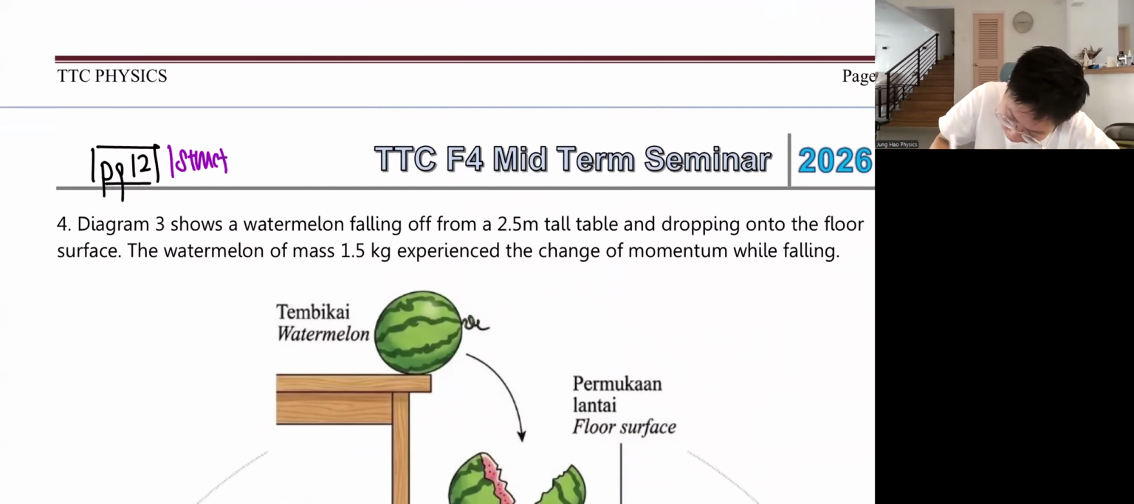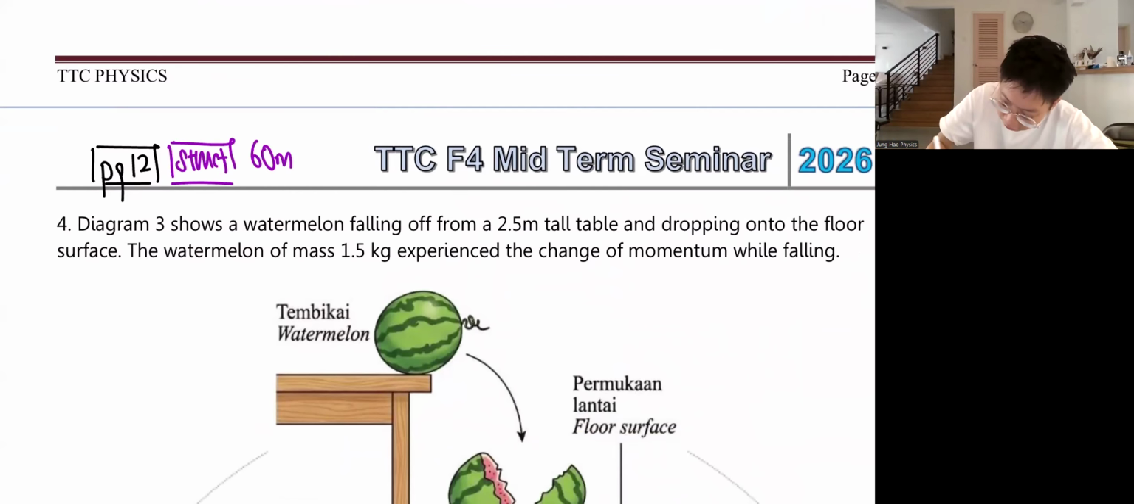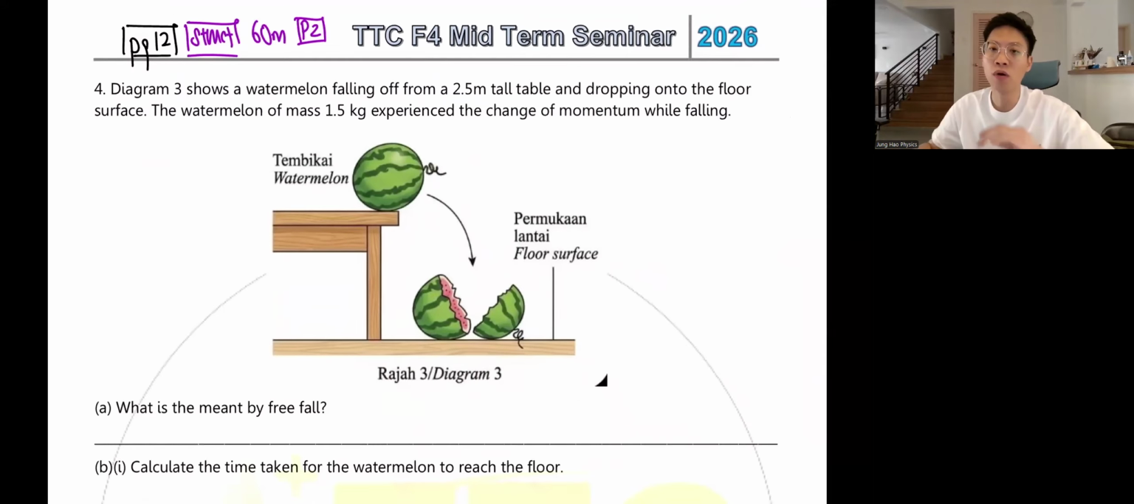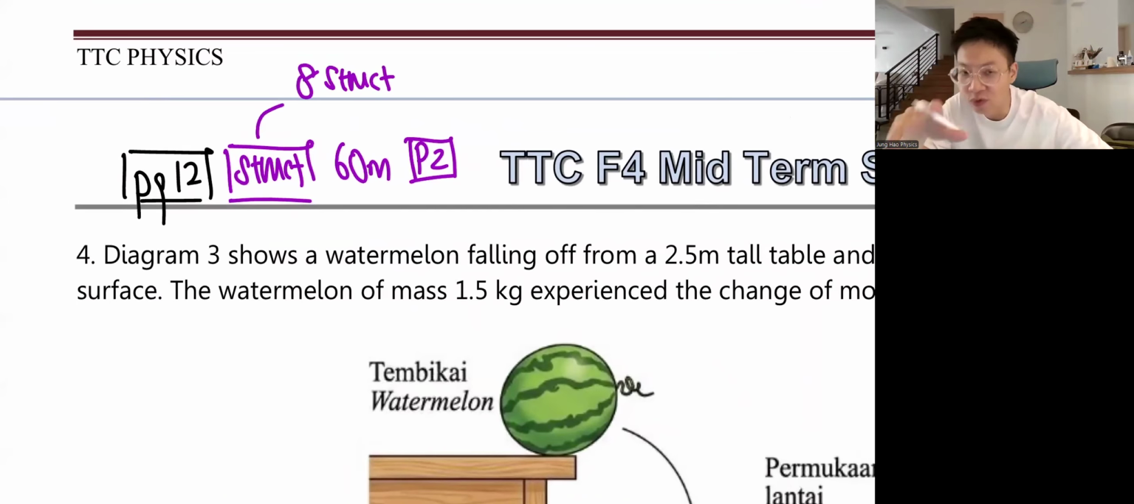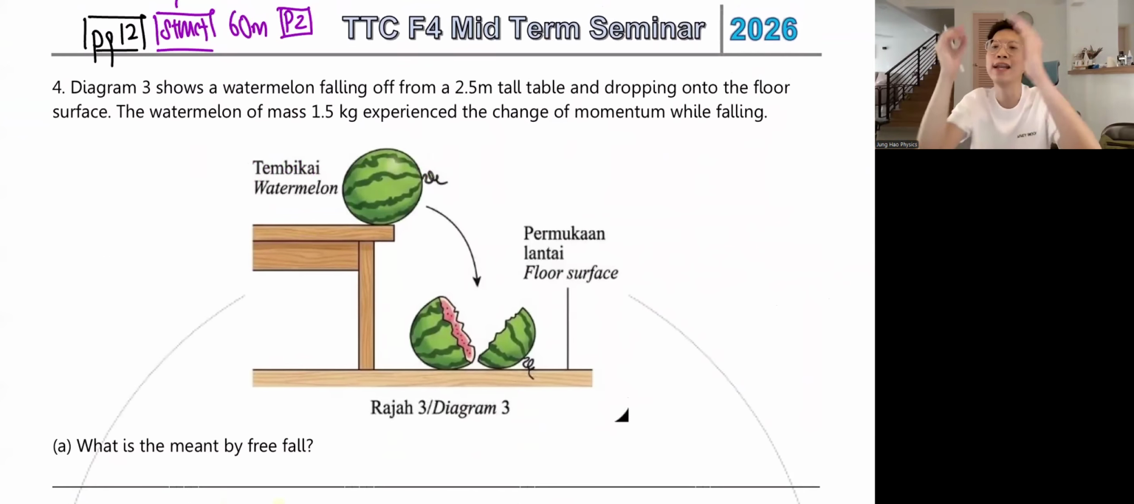Usually structured questions make up 60 marks of your Paper 2. So how would the question look? Almost every question, I won't say all, will start with a definition. Of the 8 structured questions, maybe 5 to 6 will start with a definition. They'll ask you what is the meaning of free fall. Let me test your understanding before we start.